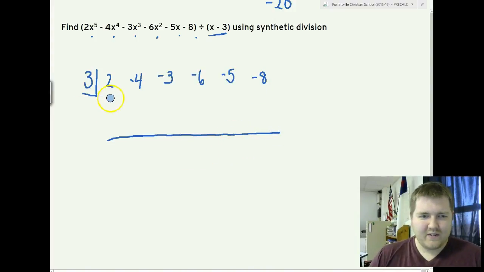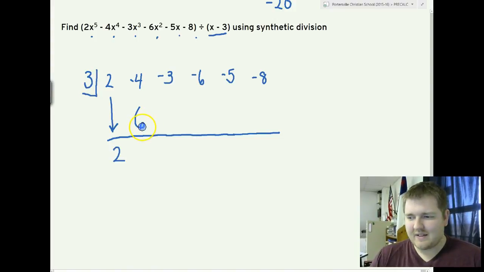Now, jailbreak. The first prisoner escapes, the 2 gets outside the wall, but the prison guard over here, our 3, sees the 2 and shoots them, and they get sent back into prison. When they get sent back, we multiply the 3 and the 2, and that ends up being a 6. Now these two prisoners are going to work together.